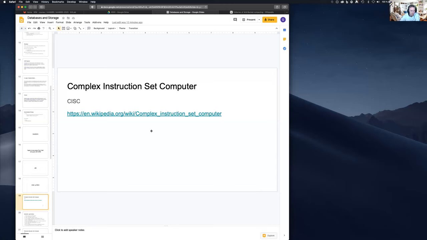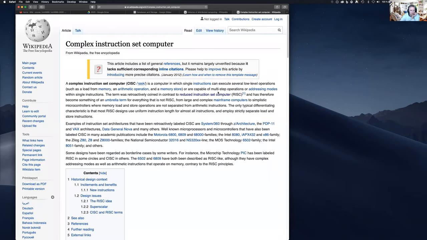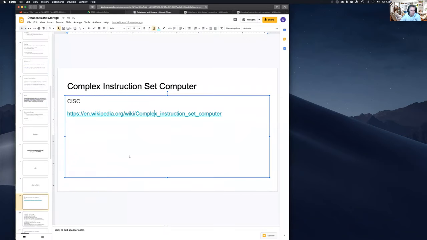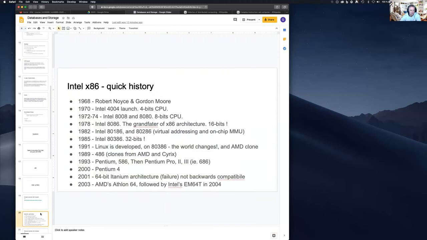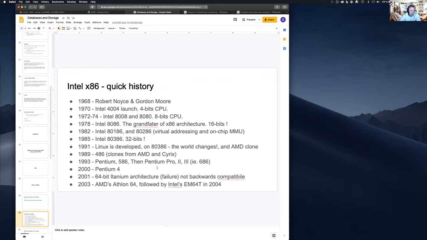And there is a Wikipedia page, and we can have a quick look. It's a kind of complex text, and I'm not going to bore you with it. So I will tell you that Intel is an example of CISC. The x86 instruction set, which is so common, is an example of a complex instruction set computer.